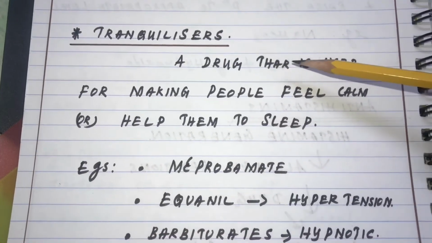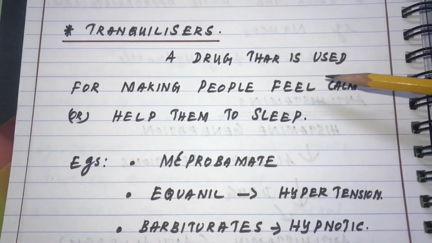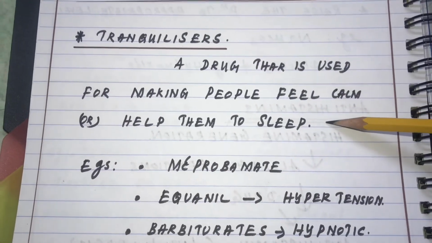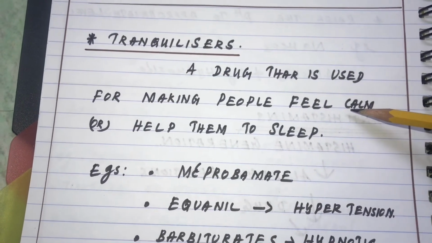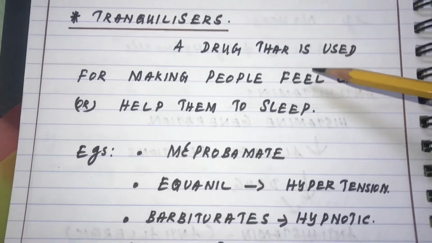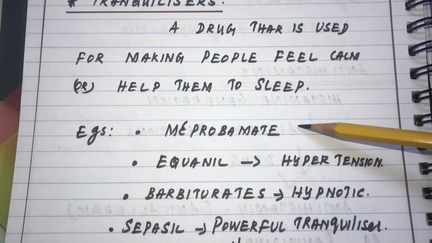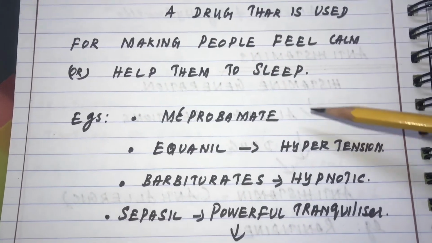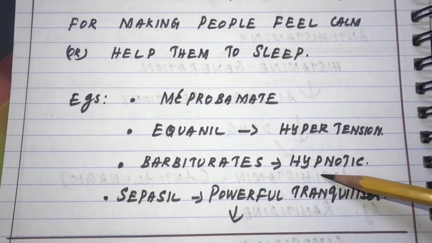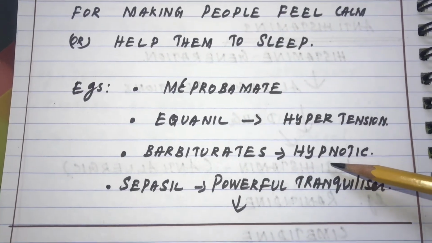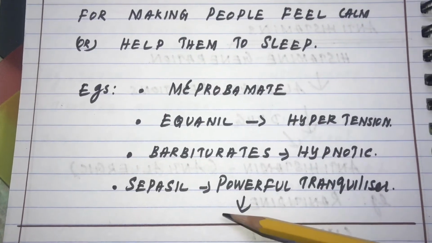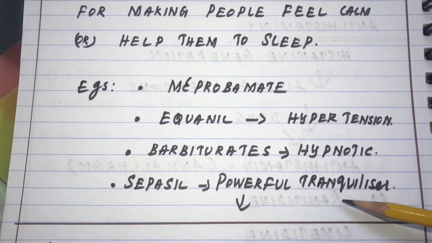Tranquilizers. Tranquilizers are the drugs that are used for making people feel calm and help them to sleep. The stress relievers are called tranquilizers. Examples of tranquilizers are meprobamate, Equanil which reduces hypertension, barbiturate, hypnotic. The powerful tranquilizer is Seconal.